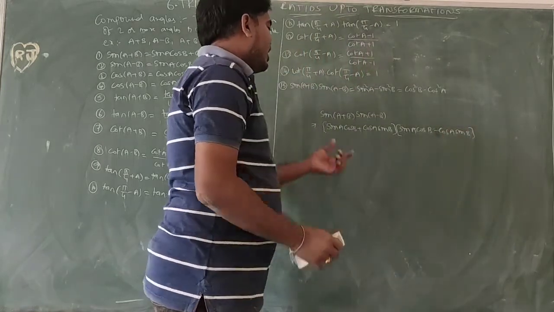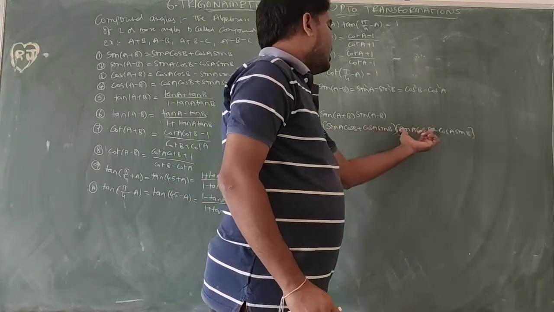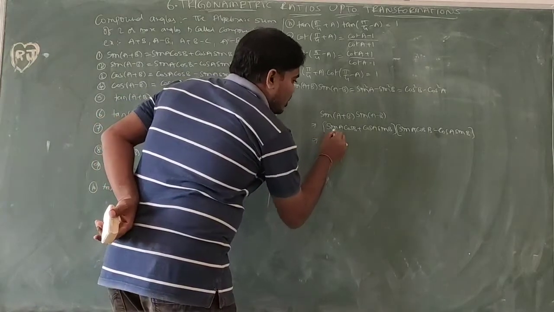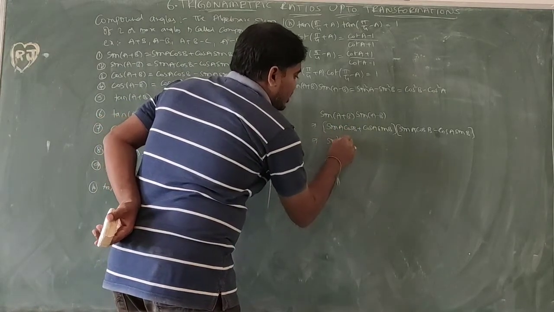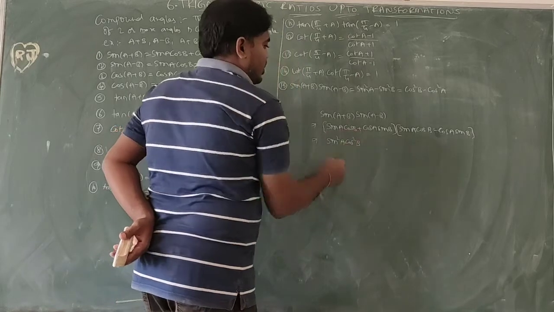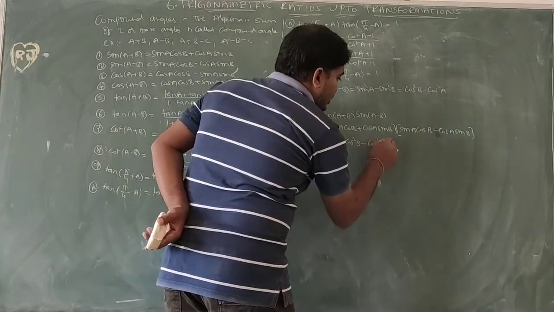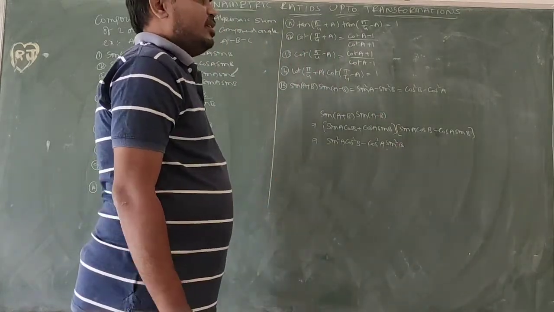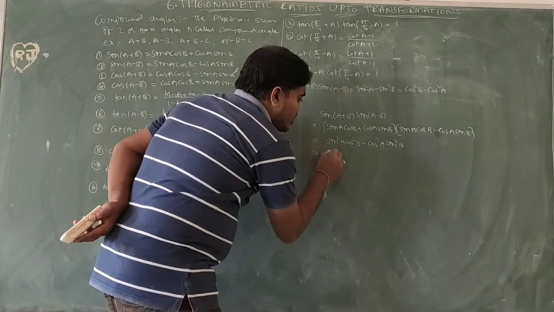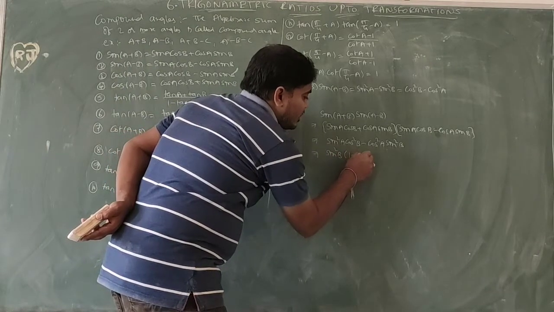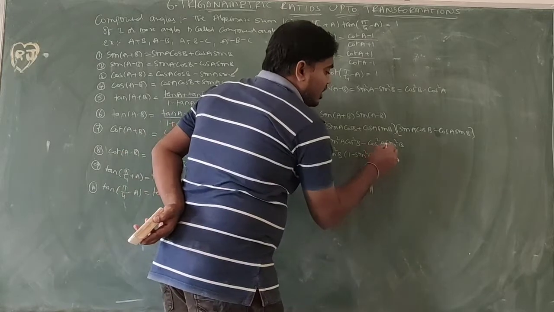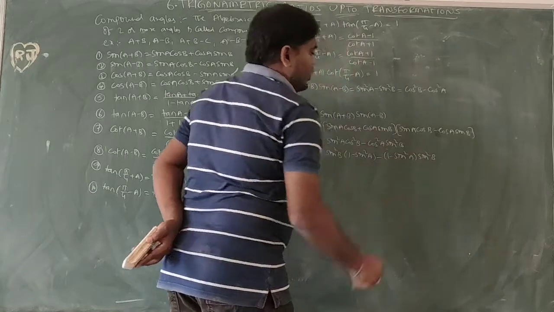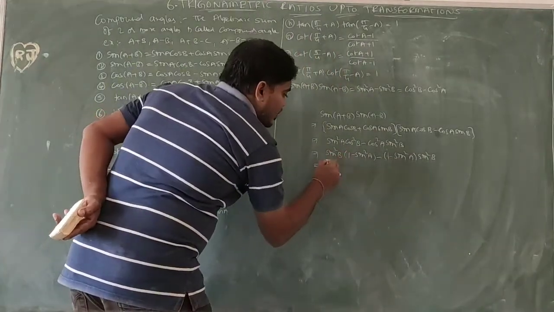If we observe, this is A, this is B: A plus B into A minus B is A square minus B square. So A square is sin square A cos square B, next minus cos square A sin square B. I want to convert entirely in terms of sin. So cos square B equals 1 minus sin square B, and cos square A equals 1 minus sin square A, into sin square B. So this is sin square B.